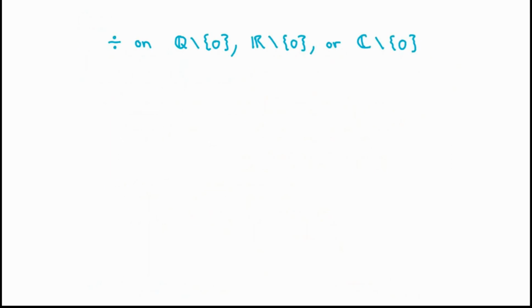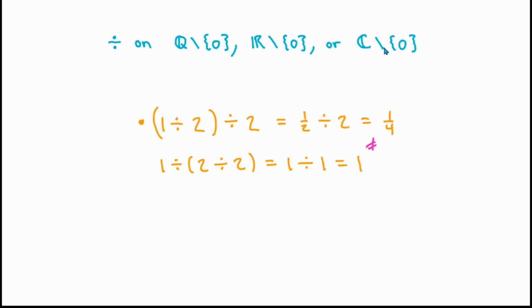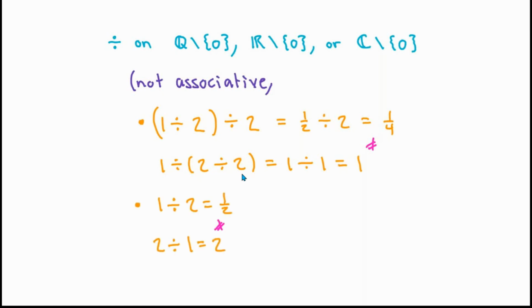How about the binary operation of division on the non-zero rationals or the non-zero reals or the non-zero complex numbers? Well, I think if you just play around with a few examples, you're going to realize pretty quickly that this is not an associative binary operation. So in the example that I've given here, I've just shown that (1 divided by 2) divided by 2 is not the same as 1 divided by (2 divided by 2). Similarly, it's pretty easy to see that this binary operation is not commutative. And here's an example which shows that.